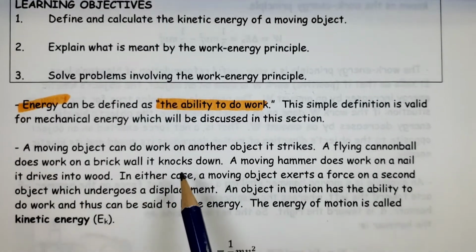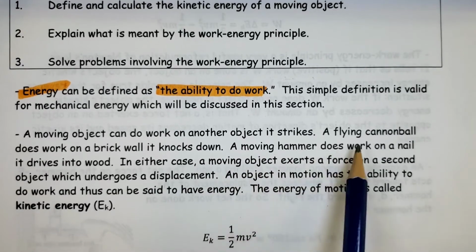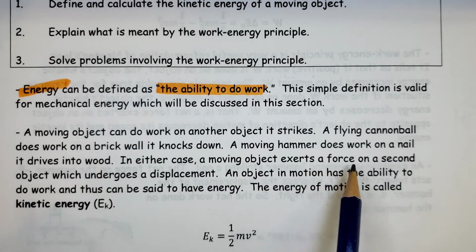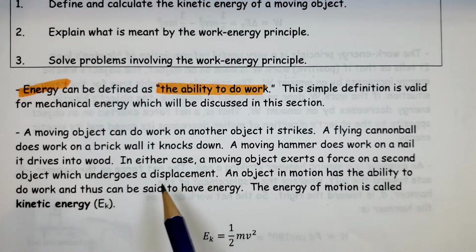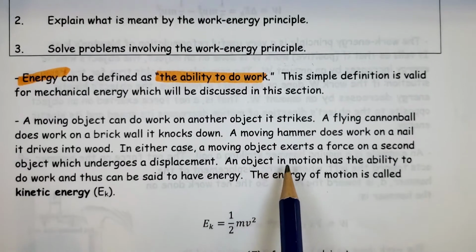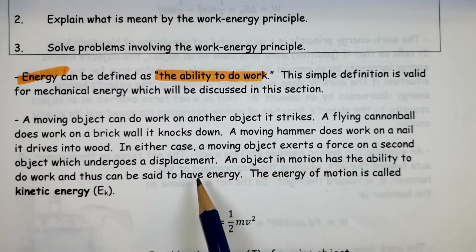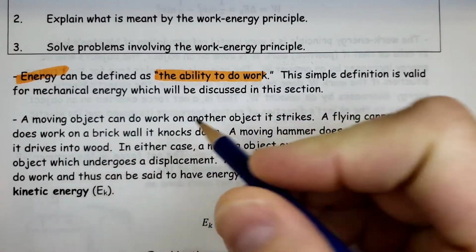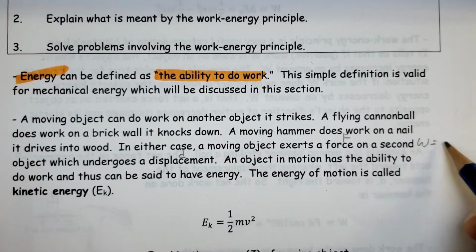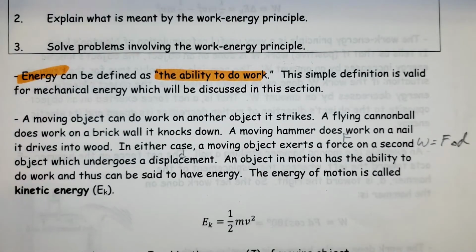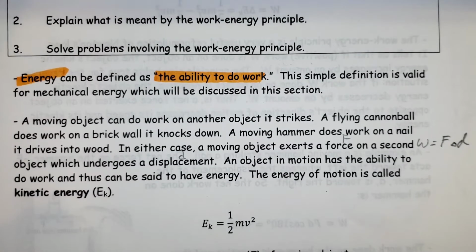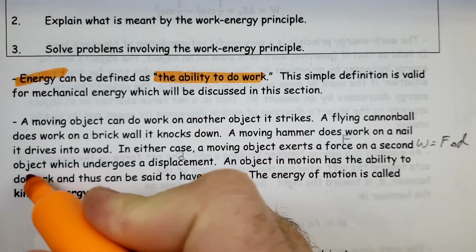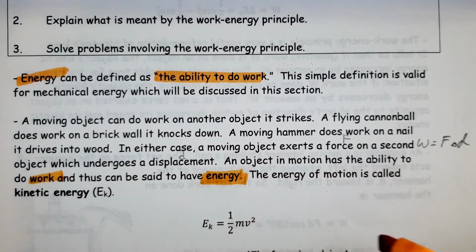A moving object can do work on another object it strikes. A flying cannonball does work on a brick wall when it knocks it down. A moving hammer does work on a nail because it drives it into the wood. In either case, a moving object exerts a force on a second object which undergoes a displacement. So force, displacement, so of course work is equal to F multiplied by d. An object in motion has the ability to do work and is therefore said to have energy. So if you have the ability to do work, there must be some energy involved.